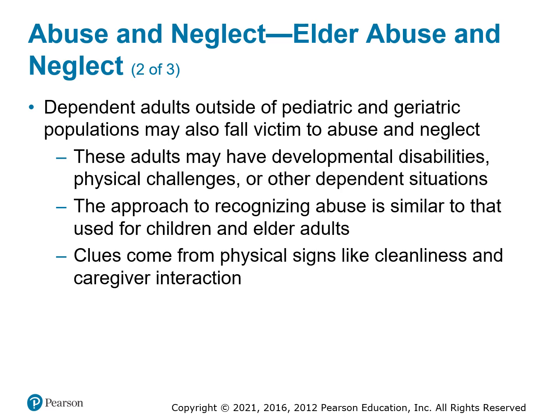Dependent adults outside of pediatric and geriatric populations may also fall victim to abuse and neglect. These adults may have developmental disabilities, physical challenges, or other dependent situations. The approach to recognizing abuse is similar to that used for children and elder adults. Clues come from physical signs like cleanliness and caregiver interaction.